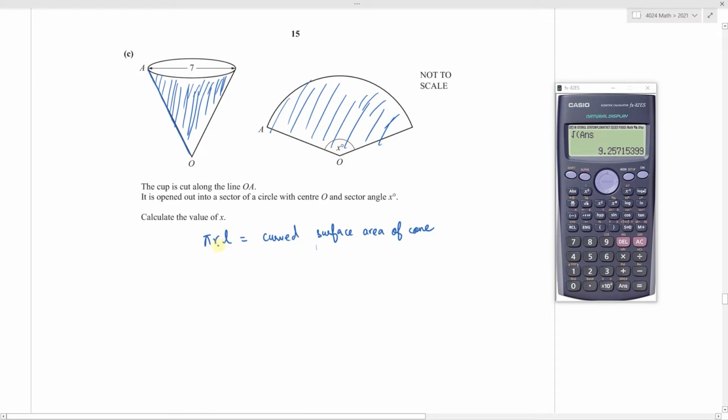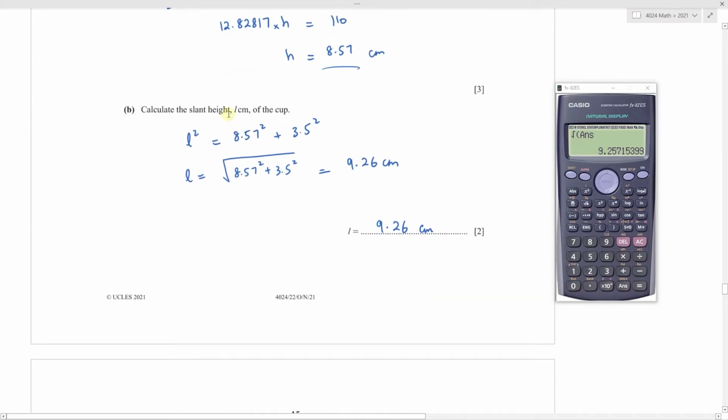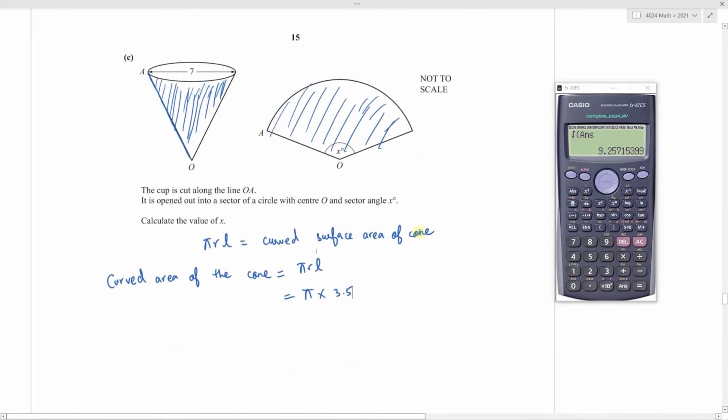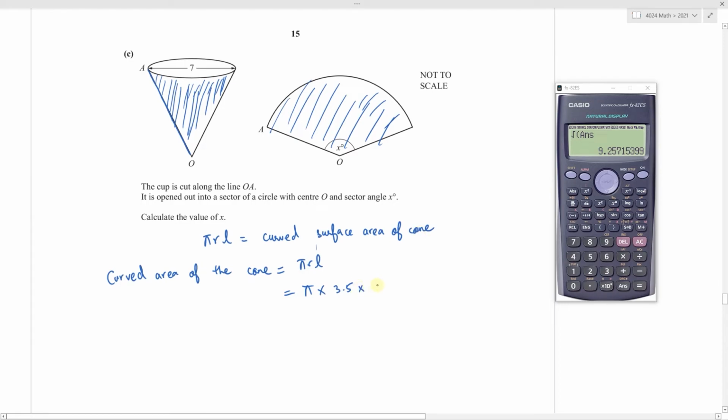So let's first find the curved surface area of the cone. The curved area of the cone equals pi RL, same as before. So pi into the radius, which was 3.5, and what was the slant height L? It's 9.26. So this is pi times 3.5 times 9.26.